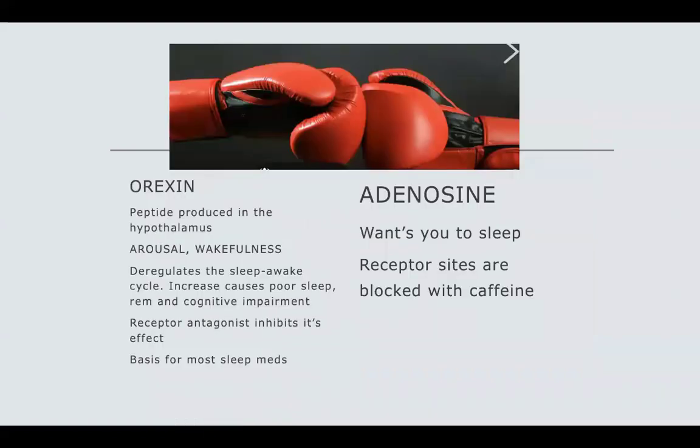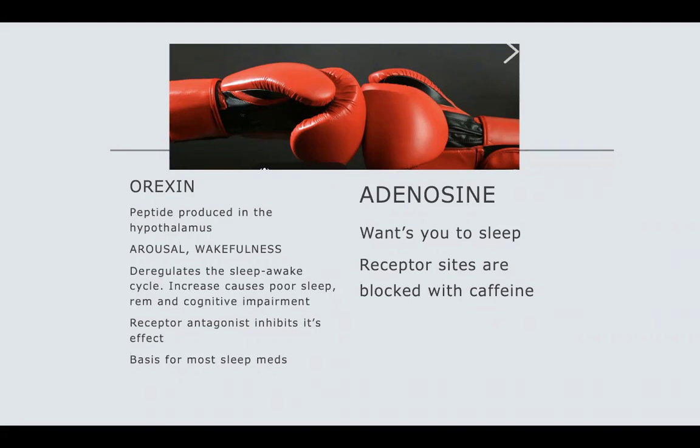So there are two things that go on that are fighting one another. One is called orexin, and that says, I want you to stay awake. And then adenosine, which says, I want you to sleep. Those same adenosine receptor sites are blocked by caffeine. So if you're taking your coffee and taking your coffee and taking your coffee, the adenosine is saying, I can't get in there, so I can't make you feel tired and want to go to sleep.